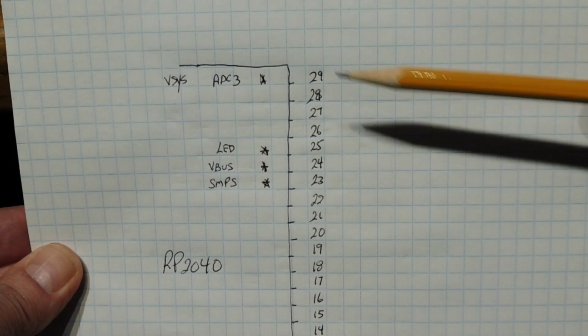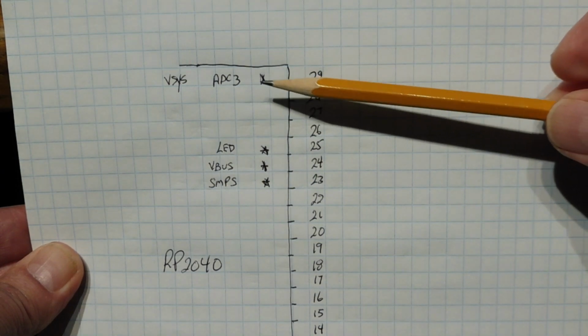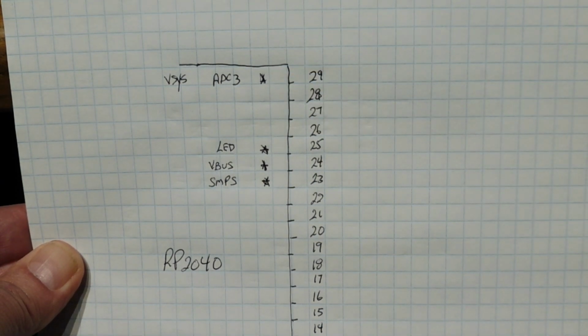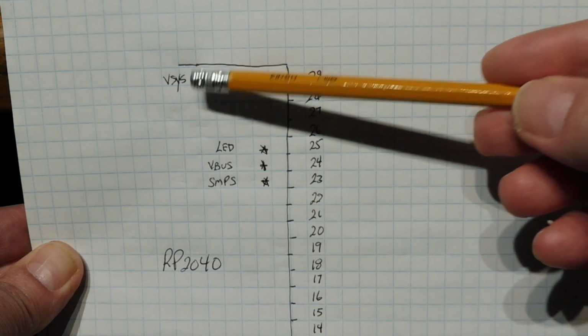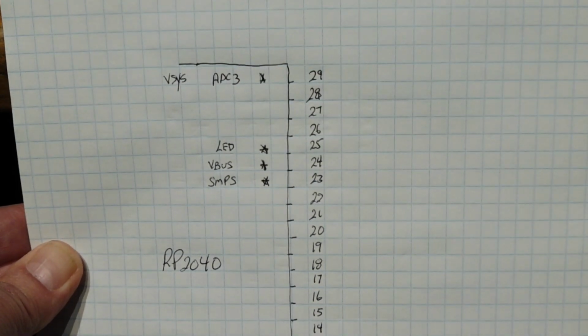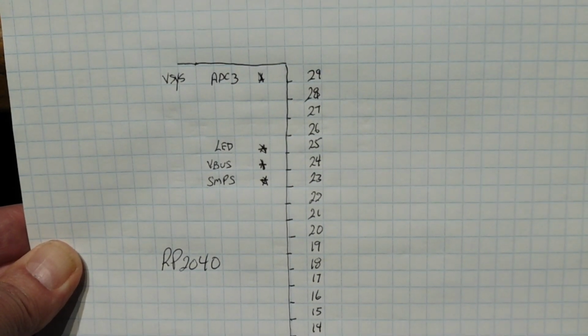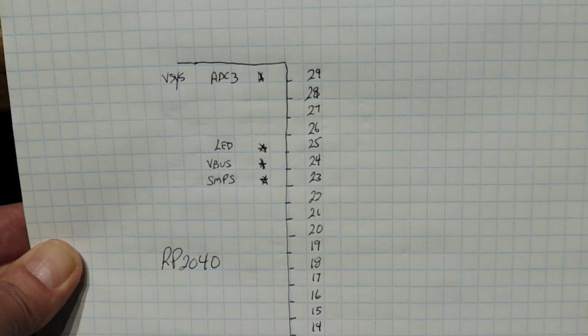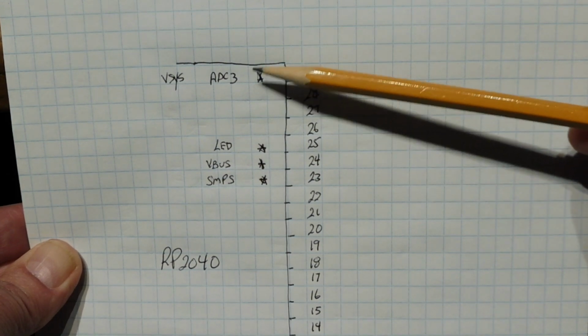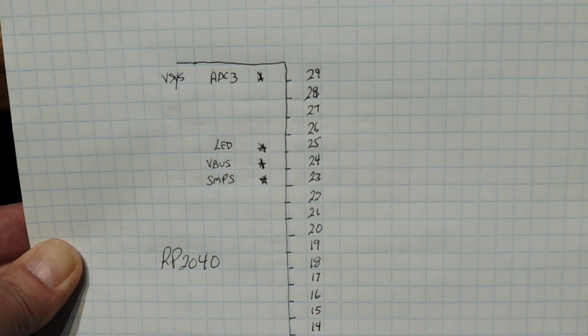So pin 29 is hooked up to ADC3, analog to digital converter 3. And it's measuring VSYS. Now that's the battery voltage. So you could actually measure your battery voltage if you're powering the Pico on batteries. So VSYS will be the battery voltage divided by 3. So when you take a reading on ADC3, multiply that by 3, and you'll get the battery voltage.